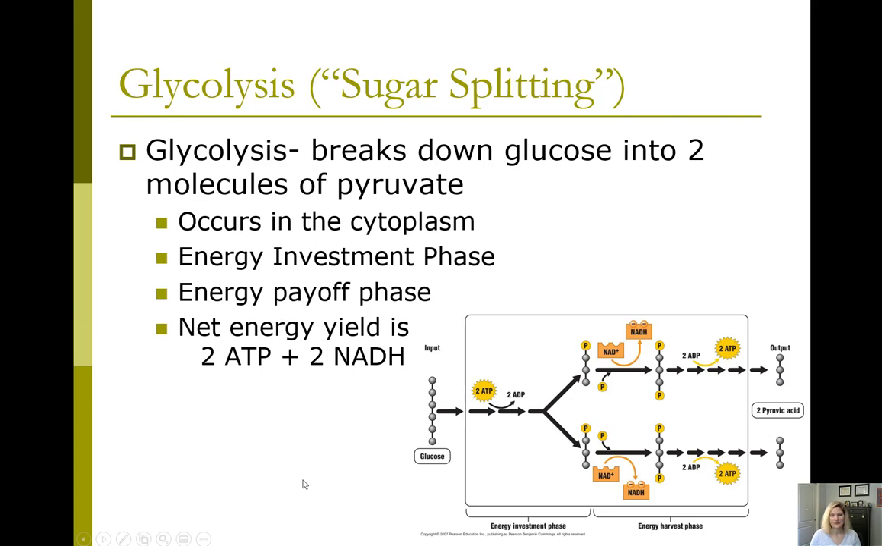We got to pay off the investment first. We've also gained 2 NADH, and we've gained 2 pyruvic acids. So our input was glucose, and our output was 2 pyruvic acid, 2 ATP and 2 NADH. Again, making a chart will be helpful. You write glycolysis, and then for the inputs, you have glucose. For the outputs, you have 2 ATP, 2 NADH, and 2 pyruvic acids. And all of this is occurring where? In the cytoplasm of the cell.